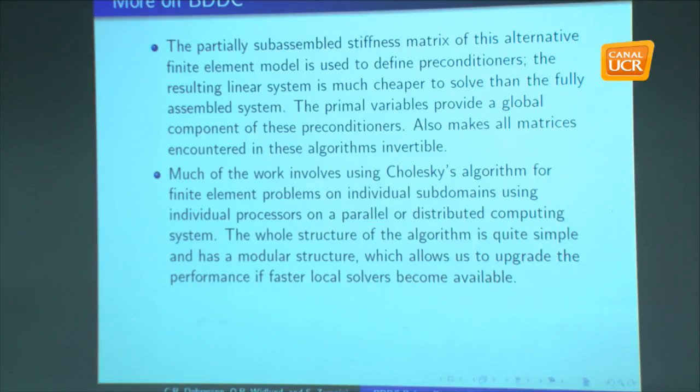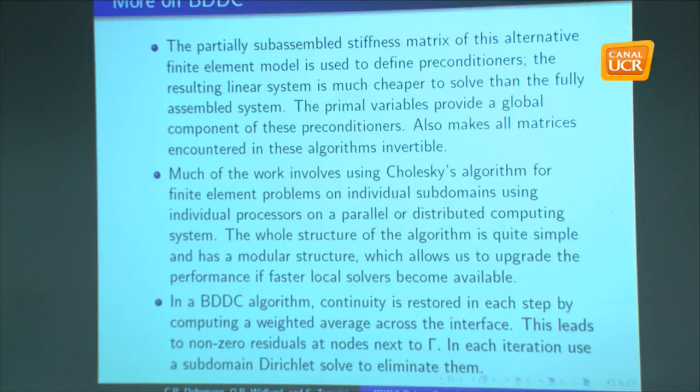Okay, so the whole structure of the algorithm is quite simple and it has a modular structure. And if we find better local solvers, we can just plug them in. The local problems, as I said, are independent of each other, so they don't require inter-processor communication. So continuity is restored by computing the weighted average across the interface.